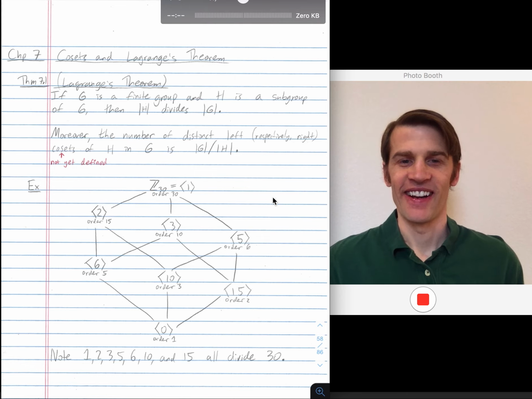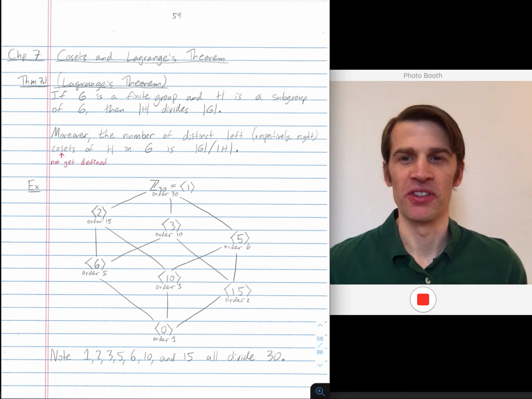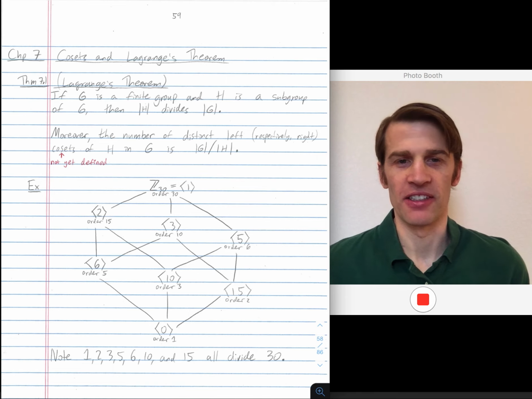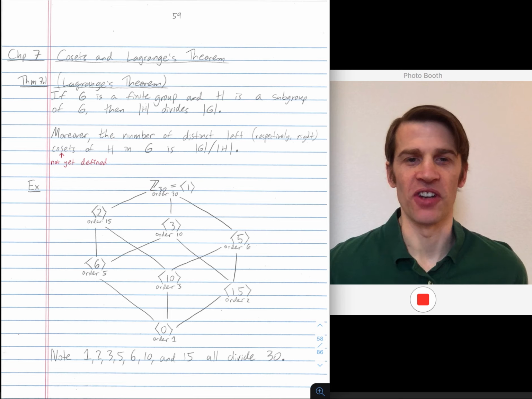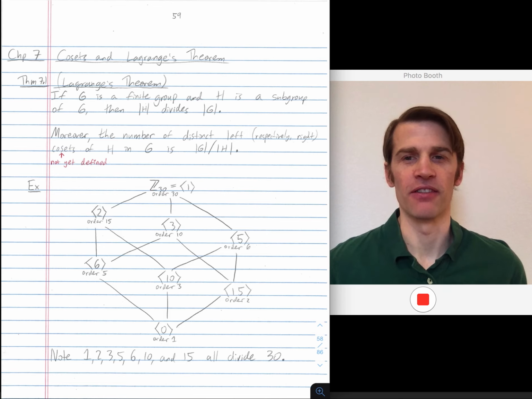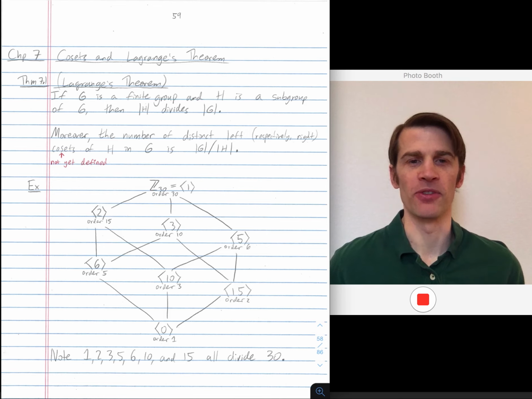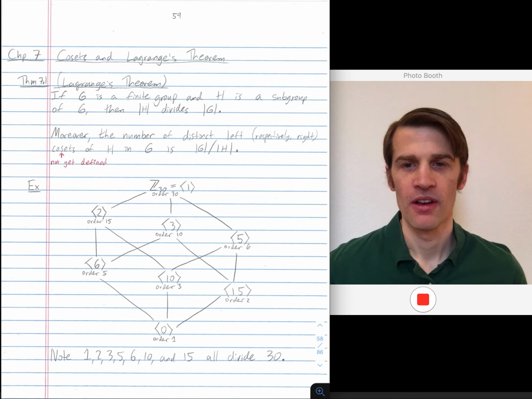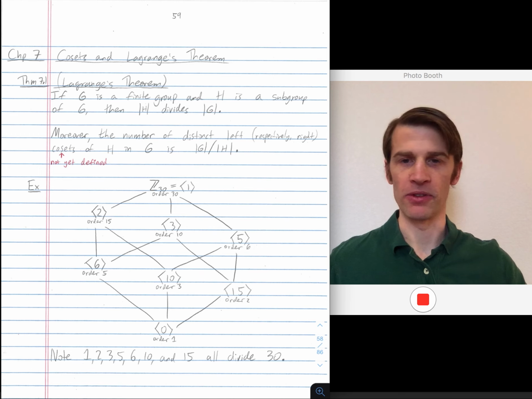Hello everybody. I'd like to talk about some properties of cosets. We'll use those properties of cosets to prove Lagrange's theorem. Lagrange's theorem says that if G is a finite group and H is a subgroup, then the size of H divides the size of G. Last time we saw a couple examples of that.